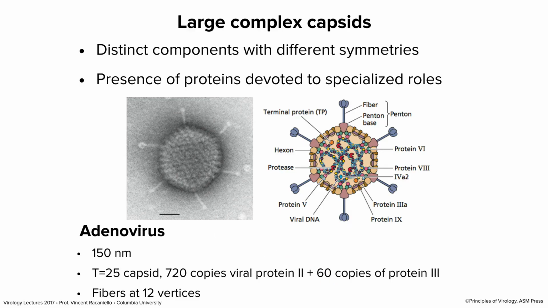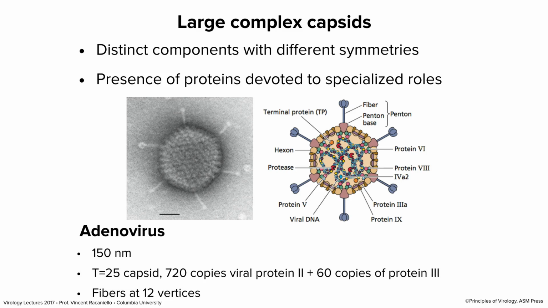Now, at some point, we make even bigger capsids with different proteins. And so it's not just taking 1 or 3 or 6 or whatever number of different proteins and repeating them over and over. Sometimes there are specialized proteins that go into making virus particles that don't fit in the scheme of symmetry. So here's an example of this. I'm going to go through just a couple of these more complicated capsids. This is adenovirus. Distinct components with different symmetries.